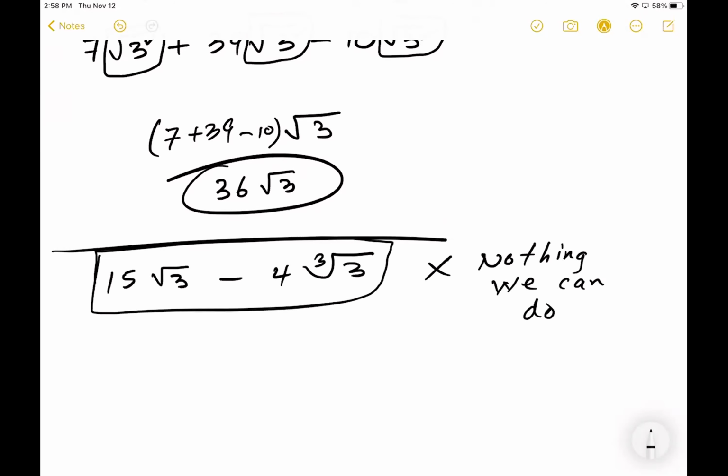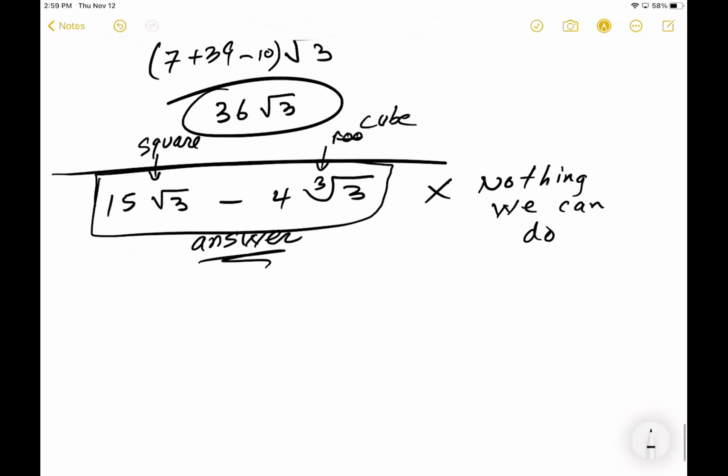Why can we not do that here? Because this thing here is a square root, and this thing here is a cube root, right? One of them is a square root and one of them is a cube root. They are different, so we cannot do it, okay? There's nothing we can add or subtract here. Your answer will be this. There's nothing we can do.